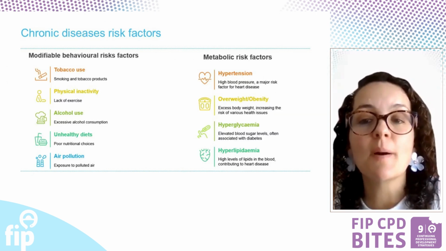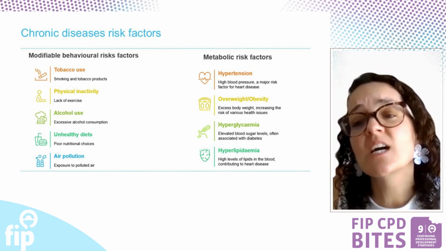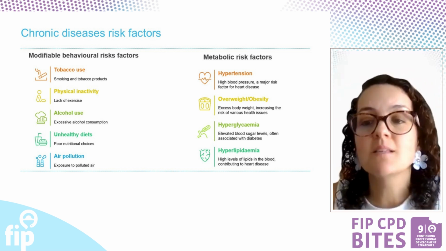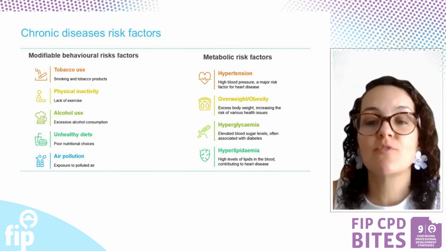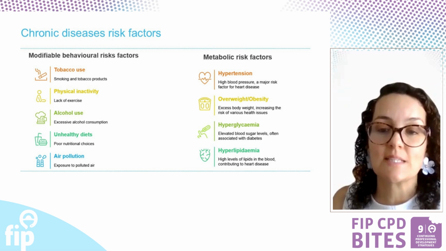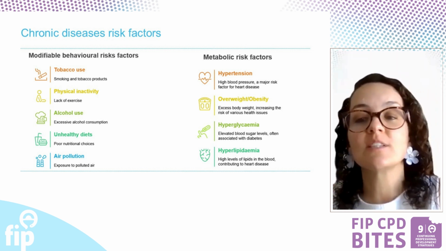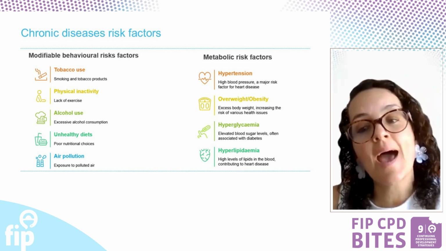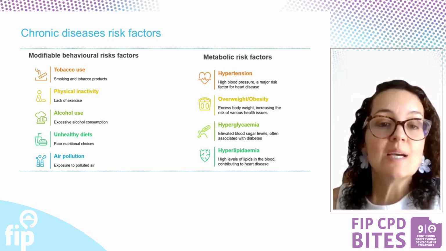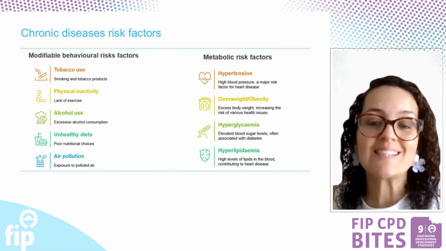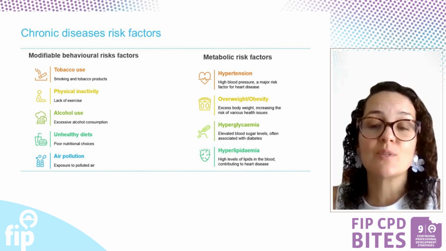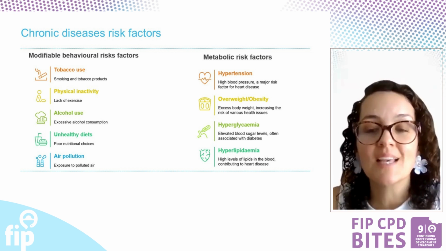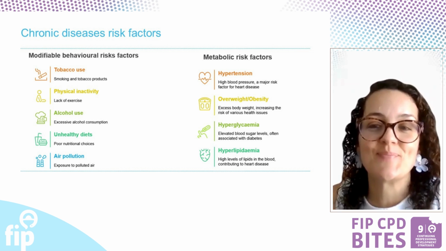Chronic diseases are caused by a combination of genetic, physiological, environmental, and behavioral factors. This slide highlights the most common behavioral and metabolic risk factors that increase the risk of chronic diseases. Major modifiable risk factors for NCDs include tobacco use, physical inactivity, alcohol use, unhealthy diets, and air pollution. Prevention and management of chronic diseases is dependent on reducing underlying risk factors. Monitoring patient risk factors can also help support early identification of chronic diseases.